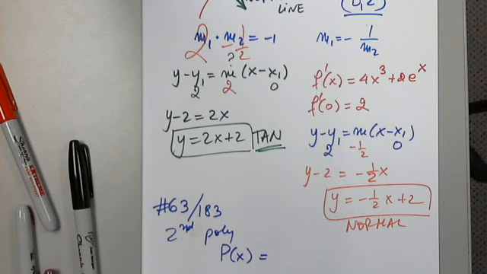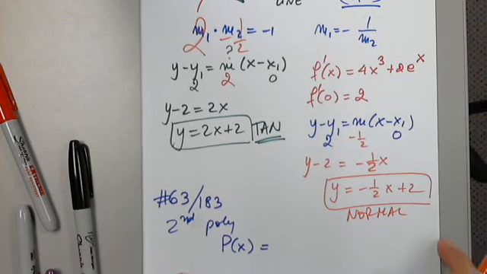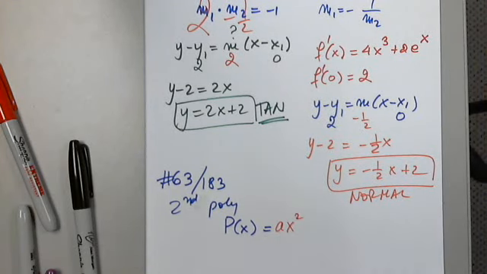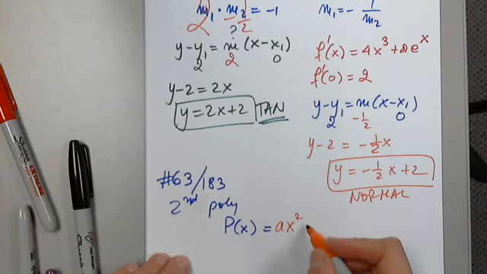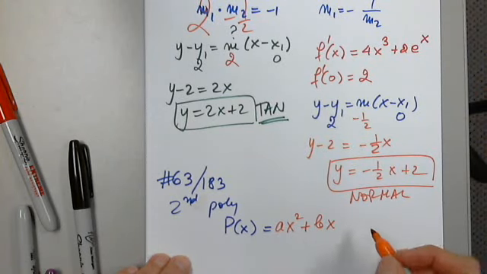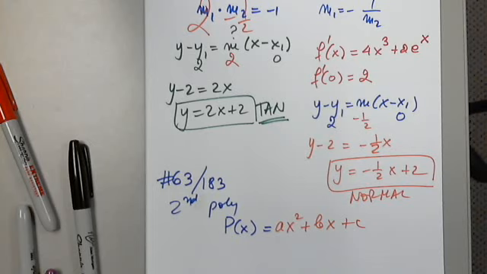x squared. Yes, but the most general one has ax squared plus bx plus c. How many unknowns do we have here? 3. I don't know a, I don't know b, I don't know c. How many equations do I have to have in order to determine those 3? 3. If I don't have 3 equations, I will not be able to determine all 3. 3 variables, 3 equations. Perfect.